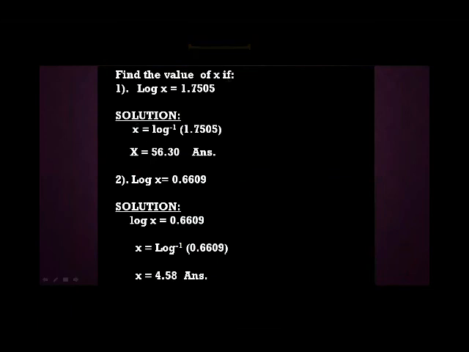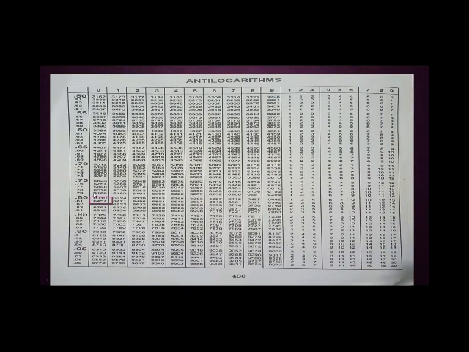So log x is equal to 1.7505. Here you have to find x. So first convert it into log form. So x is equal to log inverse 1.7505, because when log changes its side and comes towards the right hand side, it becomes log inverse, or antilog, which is the same. This is how you will write the antilog of 1.7505. So how will you do it? You will see this is the value.